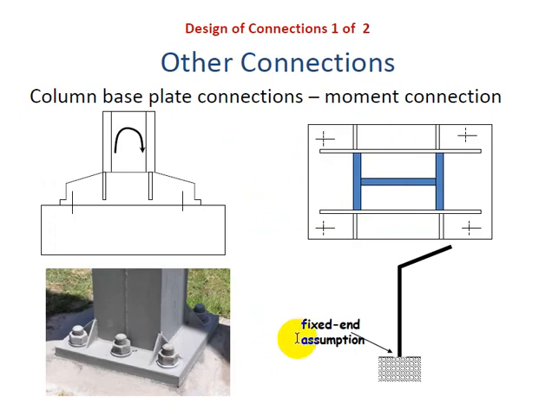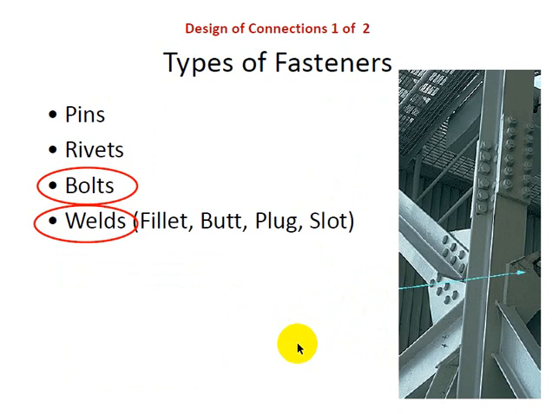However, when we want to make a rigid connection and we want to distribute the moment, this means you're going to have the bolted connection outside, or outside and inside. So it depends, but it must have some bolts outside of the flange, as you can see here, and you can see here in the real photo. And there are types of fasteners that we are actually using, bolts or welds.